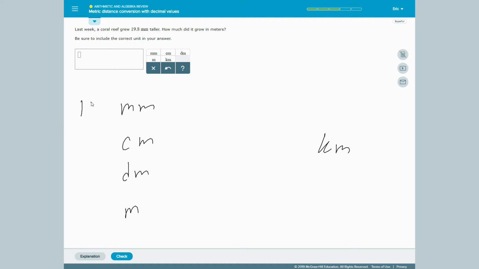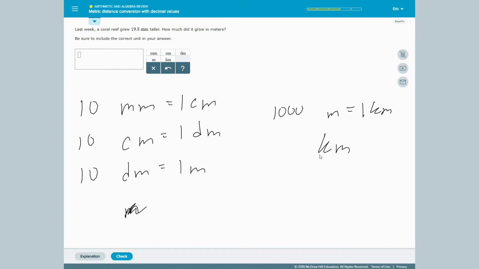So 10 millimeters equals 1 centimeter. 10 centimeters equals 1 decimeter. 10 decimeters equals 1 meter. And that's what we'll stop for right there. I'm actually going to also move meters. 1,000 meters equals 1 kilometer. And I actually don't need that right now. And that's the table of metric numbers.